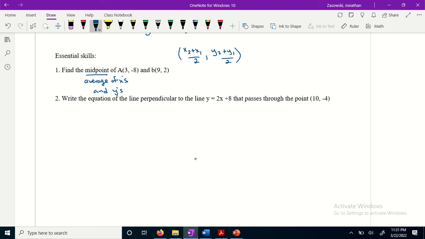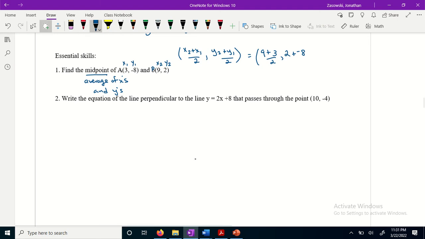That's also important. So remember we talked about when we see x2, that means the second point, so that would be B here. And then the x coordinate, so this would be the second point y coordinate. 3 is the first point x coordinate, and negative 8 is the first point y coordinate. So we plug into our equation. We're going to get x2, second point x coordinate is 9, plus the first point x coordinate is 3, comma, and then the same thing with the y's. So 2 plus negative 8.